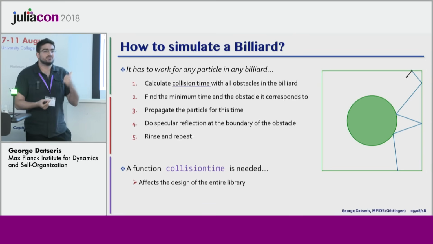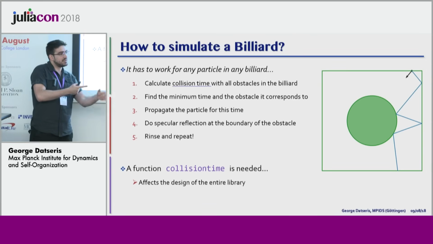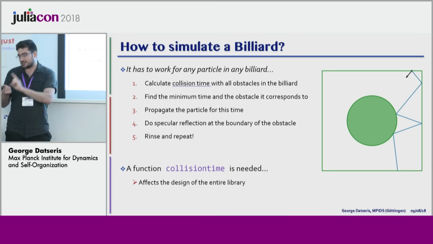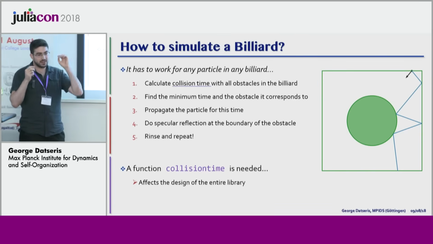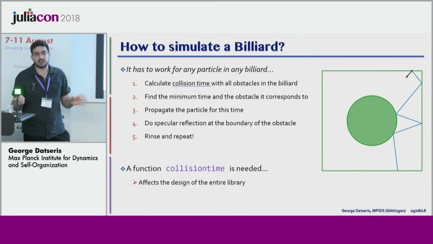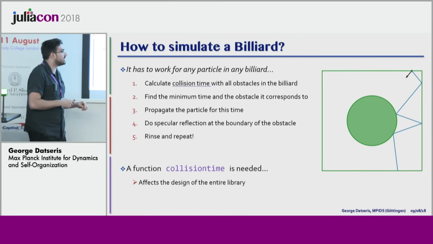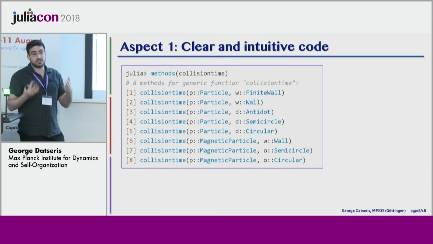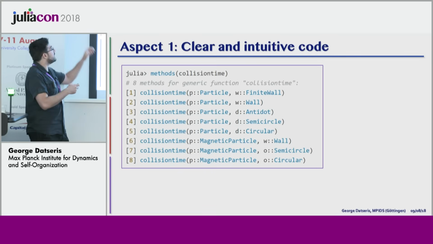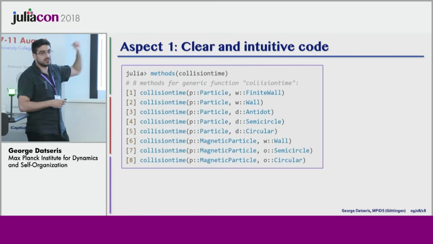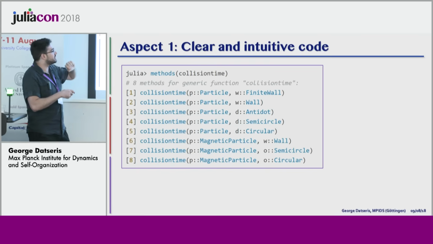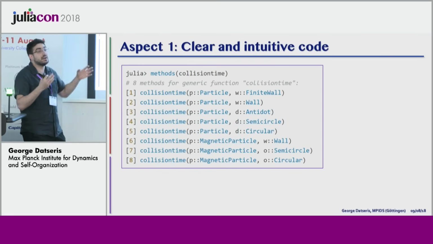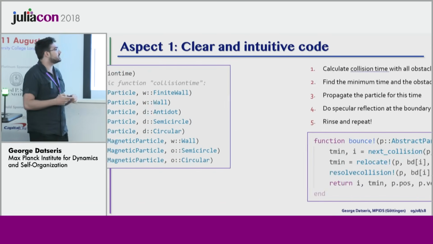So if I was a Python user, I would say, is this function a method of the particle class? Is it a method of the obstacle class? Scientifically, this makes no sense, because a collision time is a process independent of classes, independent of data, independent of anything. And Julia allows you to keep it this way. Everything is independent. You have the collision time, which is a function. It exists by itself, and you define methods on the function based on the type of entities you have. All right? So this is how we do it.